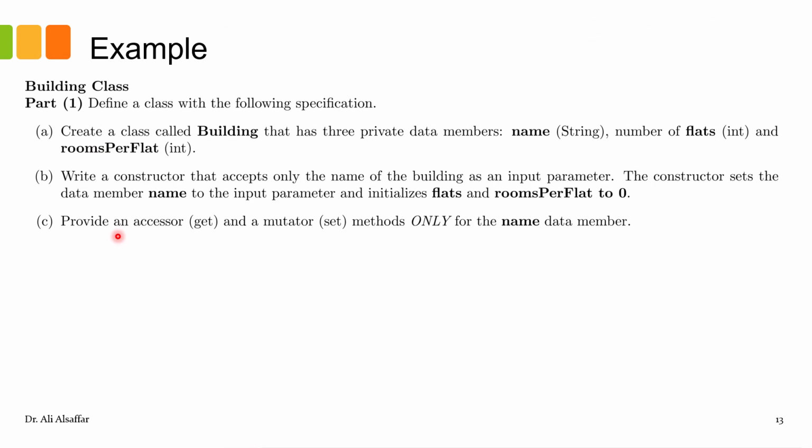The third part is asking to provide an accessor and a mutator method only for the name data member. So it's not required to write an accessor, getter, and mutator for all data members, only for one. So don't waste your time providing getter and setter for the other data members.